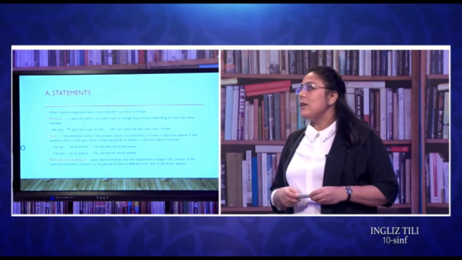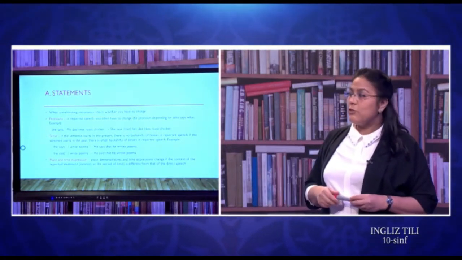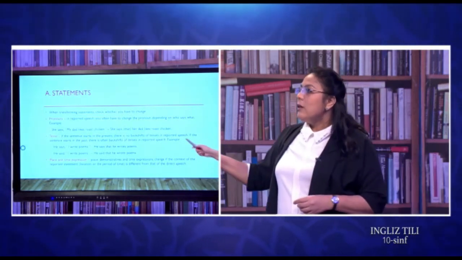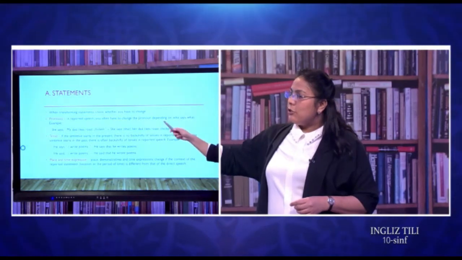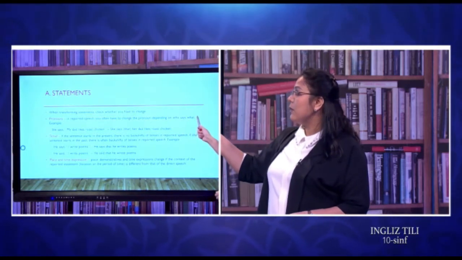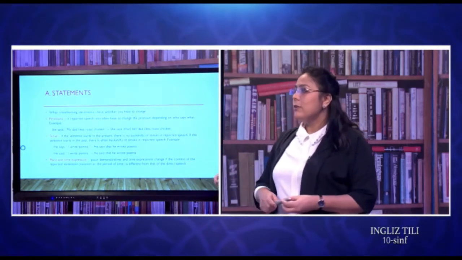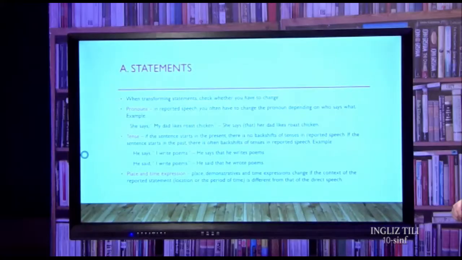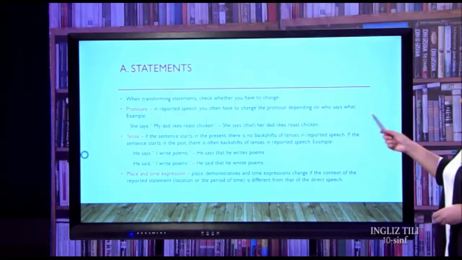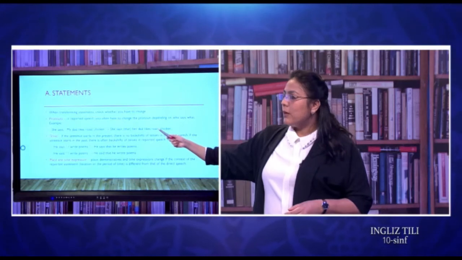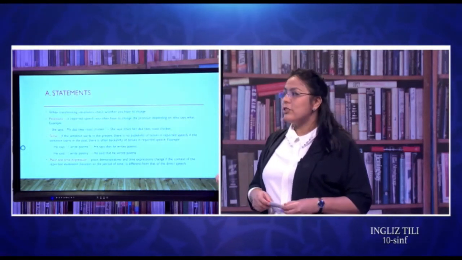When we transform statements, we pay attention to pronouns, tenses, and place and time expressions. That means when we pay attention to pronouns in reported speech, we often have to change the pronouns depending on who says what. For example, she says, my dad likes roast chicken. When we change it into reported speech, we say, she says that, in spite of using my, we say her. Her dad likes roast chicken.